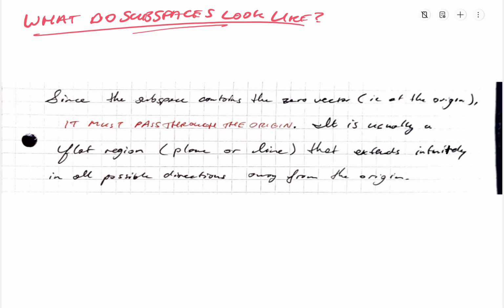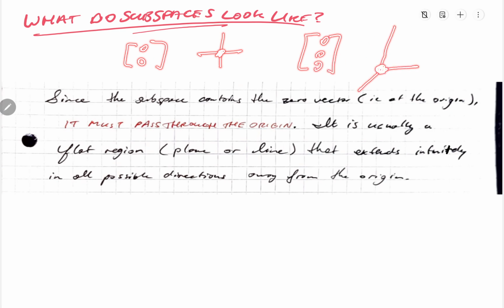Let's try to visualize some subspaces. Since the subspace contains a zero vector, it must pass through the origin, because the zero vector is the origin. If I take the point in R2, this is just the origin in R2. If I have the origin in R3, this is just the origin in R3. If the subspace has to contain this vector, then it has to go through the origin. So this is not a subspace in R2. This would be, because it goes through the origin, assuming that the lines I drew were straight.